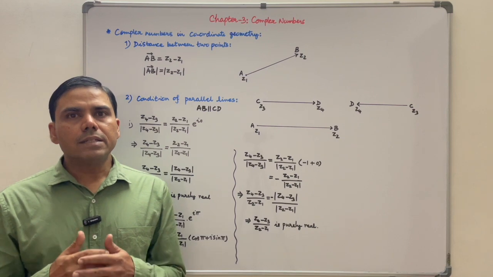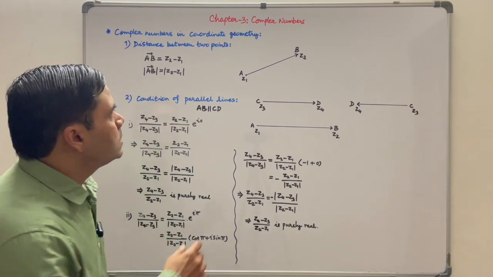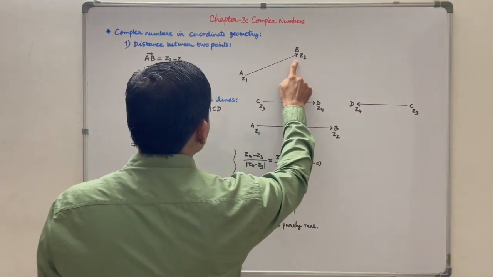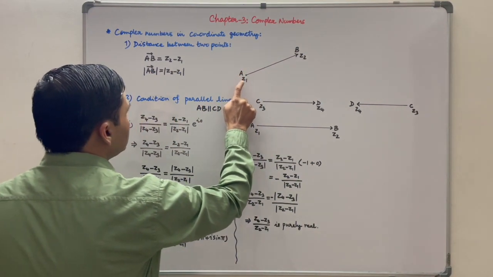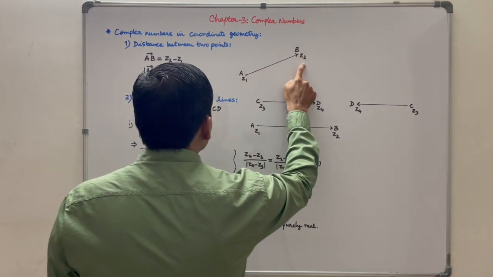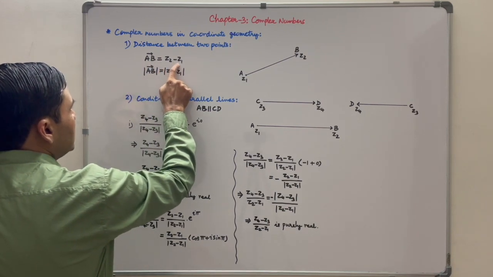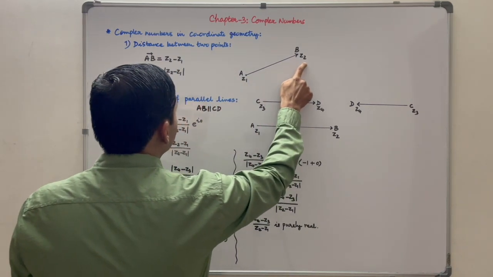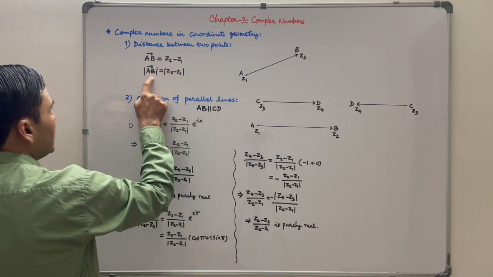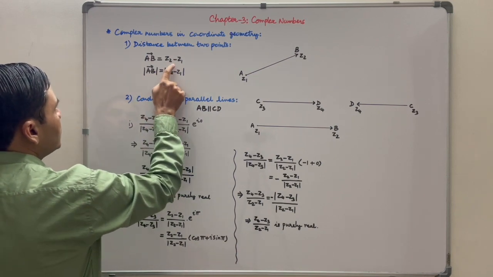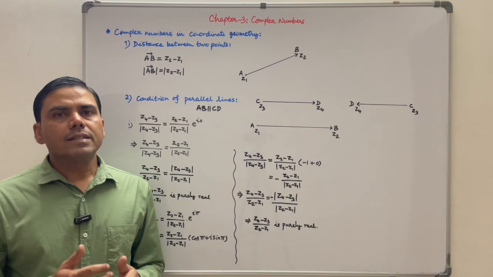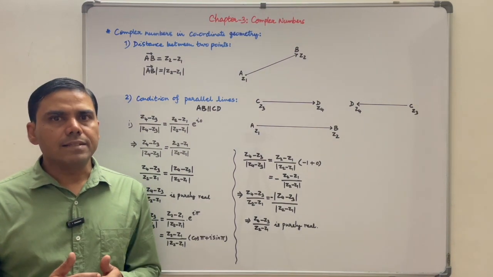Let us say distance between 2 points. Suppose A and B are 2 points. They are represented by complex numbers z1 and z2. So vector AB is equal to z2 minus z1. Distance between these points is given by mod of vector AB, and that is equal to mod of z2 minus z1.